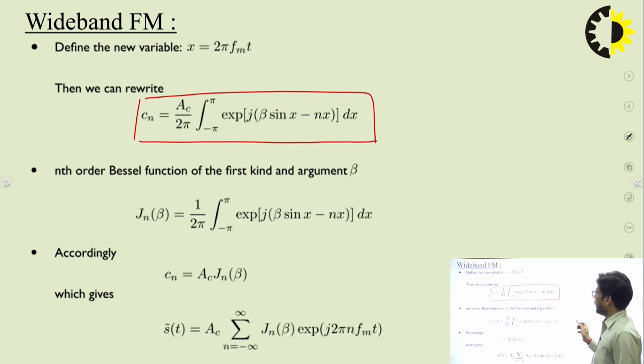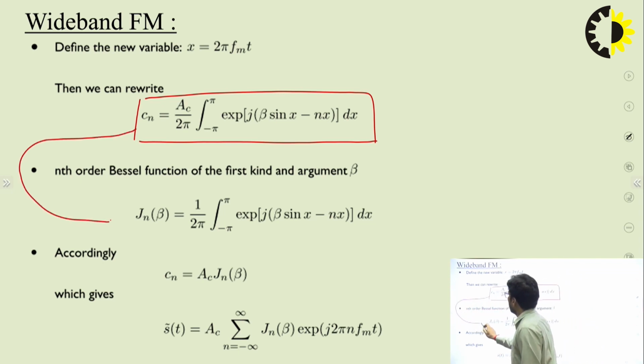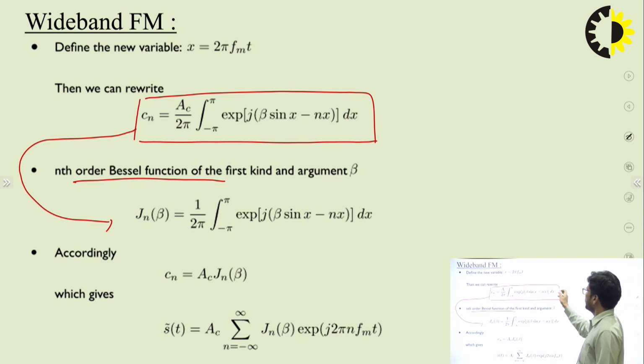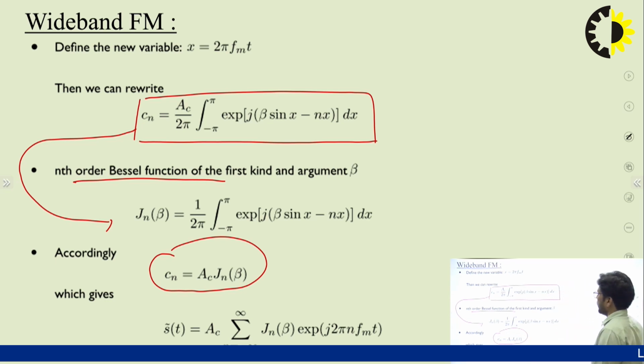And we are aware of the Bessel function equation, and this equation is very much similar to the Bessel function. The nth order Bessel function of the first kind is given by this one. So you can correlate these: both equations look the same. So we can say Cn is equal to AC Jn of beta.